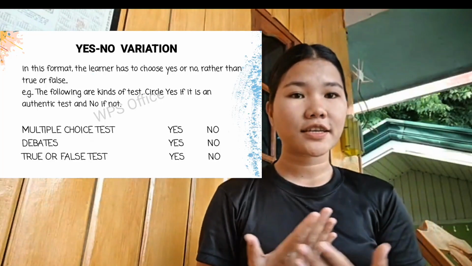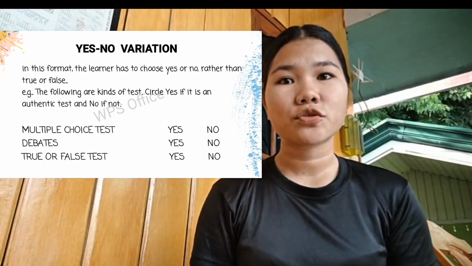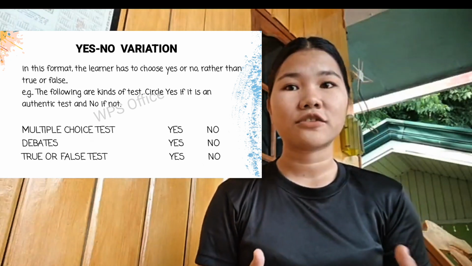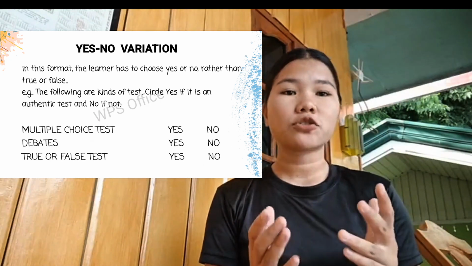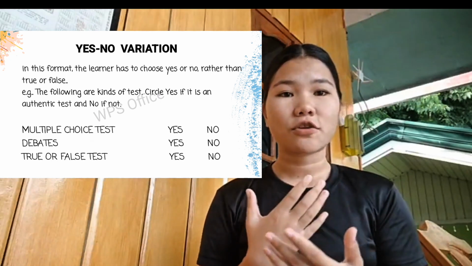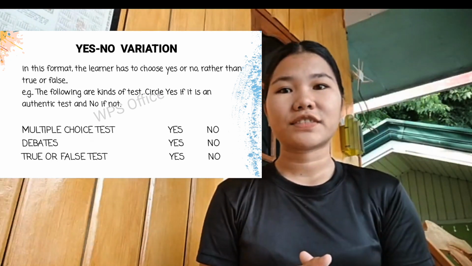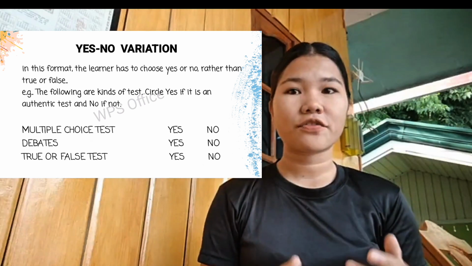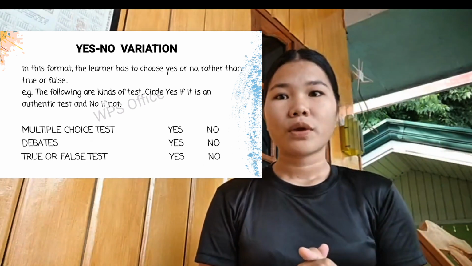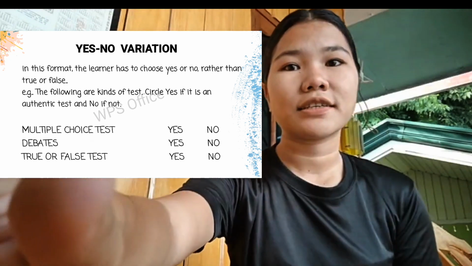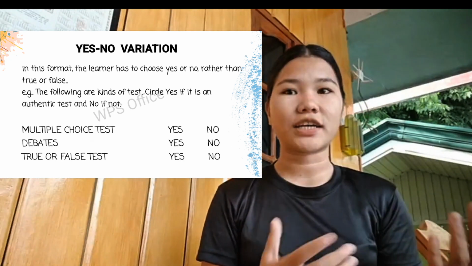Let's move on. We have the yes and no variation. In this format, the learner has to choose yes or no rather than true or false. So it is still the same, but instead of using true or false, we need to use yes or no. For example, the following are kinds of tests. Circle yes if it is an authentic test, and no if it is not. So we have here multiple choice test. Is it yes or no? Is it authentic or not?